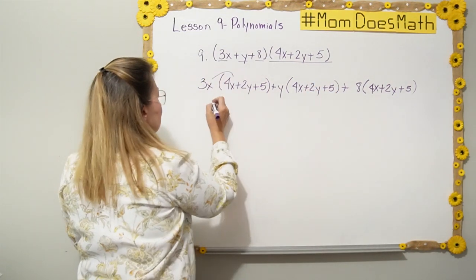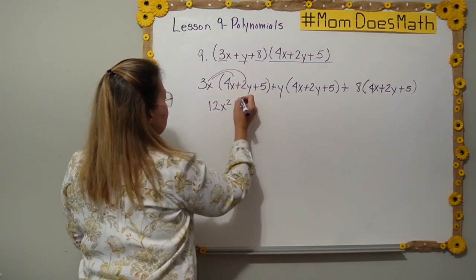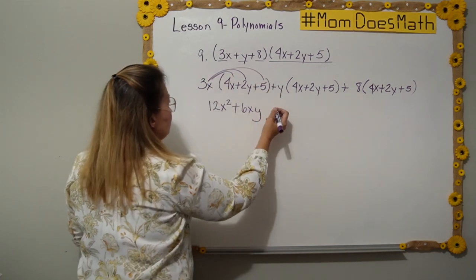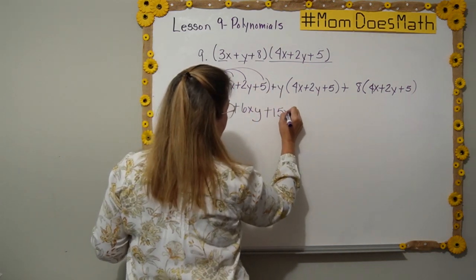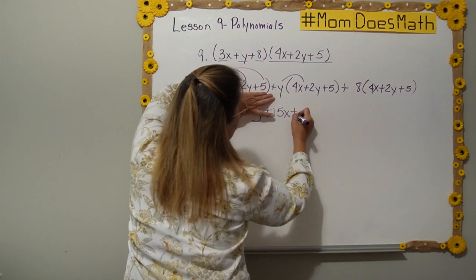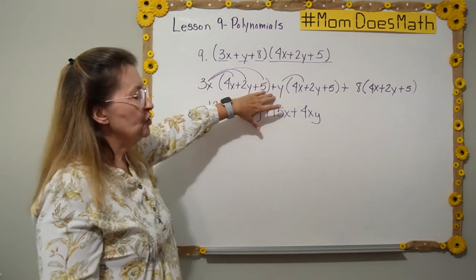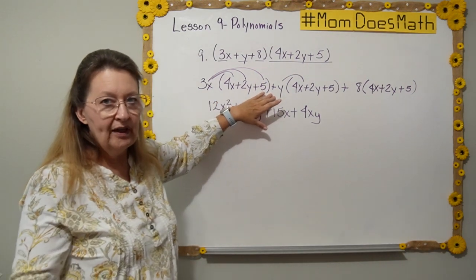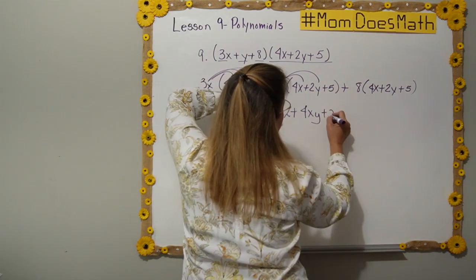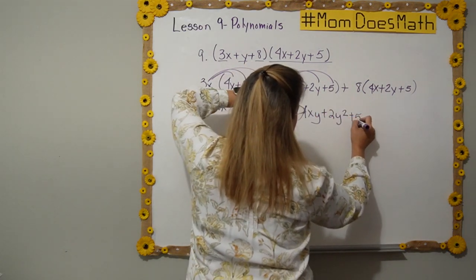So 3x times 4x is 12x to the second. 3x times 2y is 6xy. And 3x times 5 is 15x. All right, then I come down here. Y times 4x is 4xy. Now remember, it's best to put them in alphabetical order if possible. Y times 2y is plus 2y squared. And y times 5 is 5y.